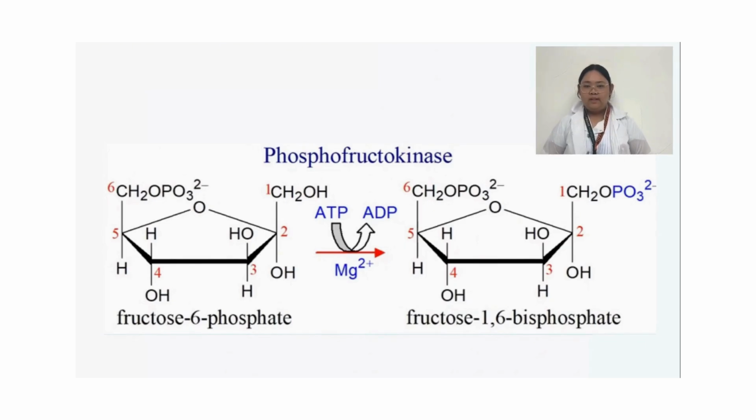Phosphofructokinase. In the third step of glycolysis, phosphofructokinase catalyzes the addition of a phosphate from ATP to fructose 6-phosphate, forming fructose 1,6-bisphosphate. This is an irreversible, highly spontaneous reaction, and it is also the rate-limiting step of glycolysis, meaning it is the slowest and most regulated step. It often involves magnesium to weaken bonds for phosphate release.